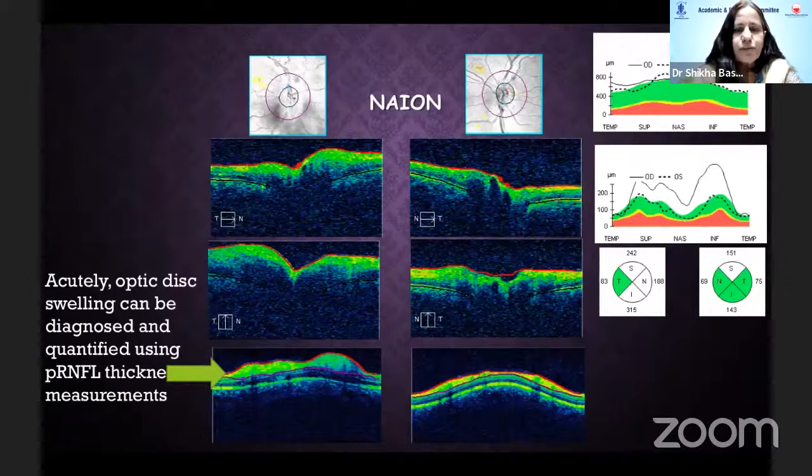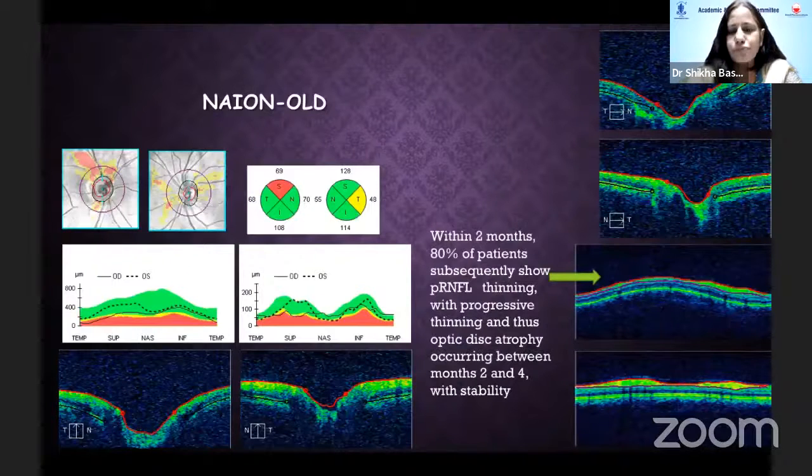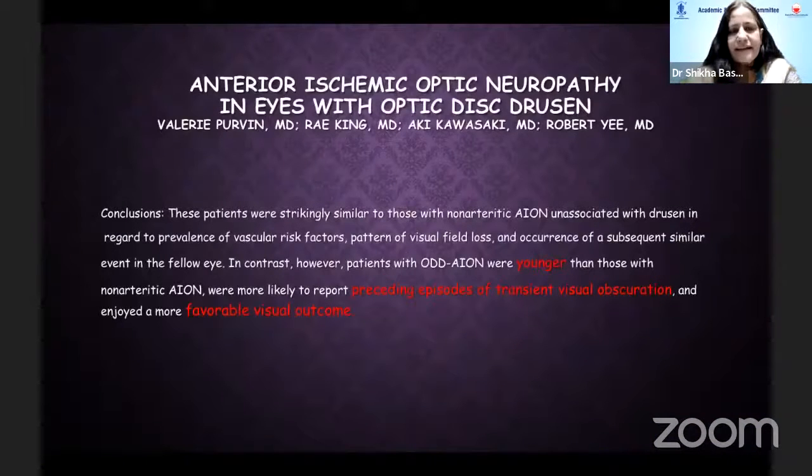As I said earlier, in acute cases there is thickening of the RNFL, which becomes thinned out around 2 months later in 80% of patients. Then there's another entity called anterior ischemic optic neuropathy in patients with optic disc drusen. This paper by Dr. Valérie Purvin stated that these patients' clinical profile is very much similar to the patients with NAION without drusen, but they are a little younger, and they have preceding episodes of transient visual obscuration, and the prognosis is more favorable in these patients.